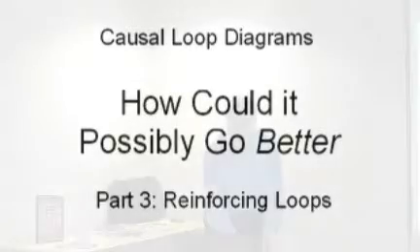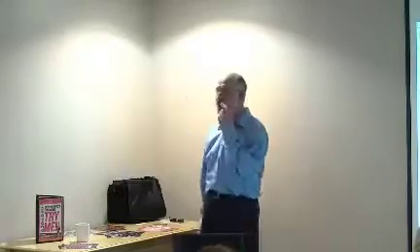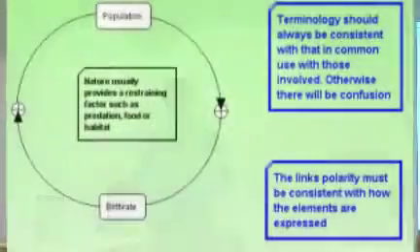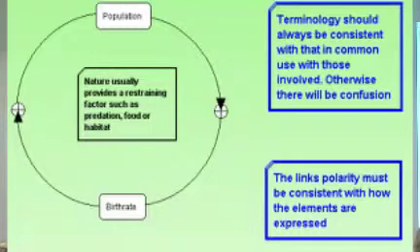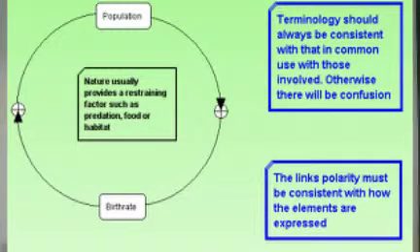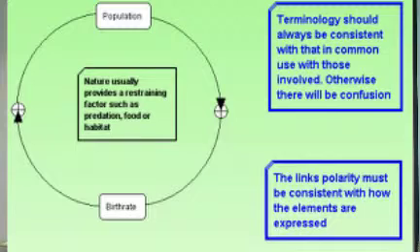Reinforcing loops are where you have a situation that one thing promotes another, which promotes the first item that you thought of. An example often quoted is population and birth rate. So given you've got external factors in here, which we need to talk about in detail, one of which is that the population is affected by the death rate, and the birth rate is affected by the fertility of the population.